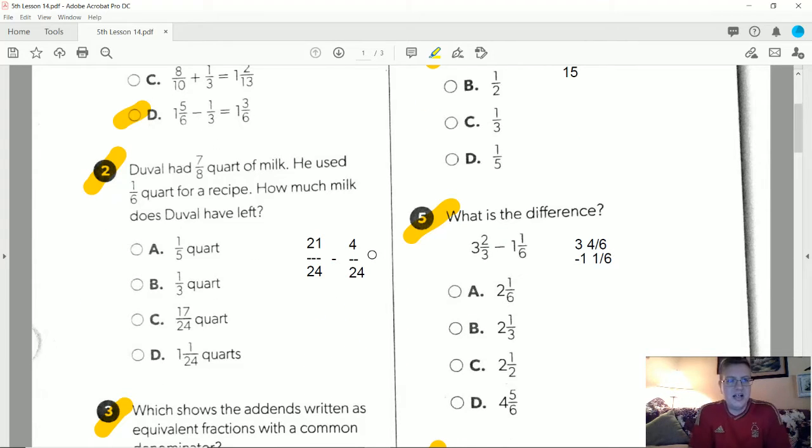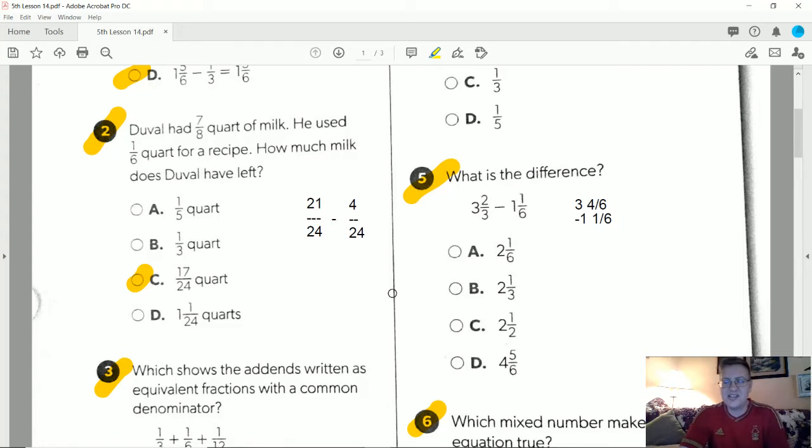Number 2, Duval had 7/8 of a quart of milk. I've written the equivalent fraction down below using a common denominator of 24 that we're going to need to work this problem. He used 1/6 of a quart, which comes out to 4/24. When I subtract that, I would get 17/24 of a quart.